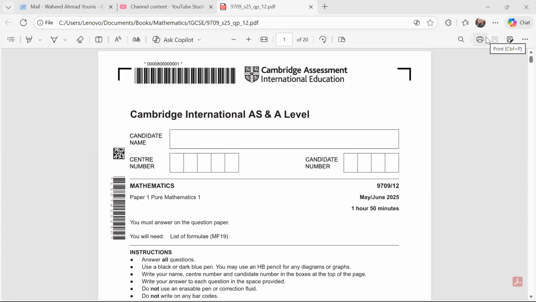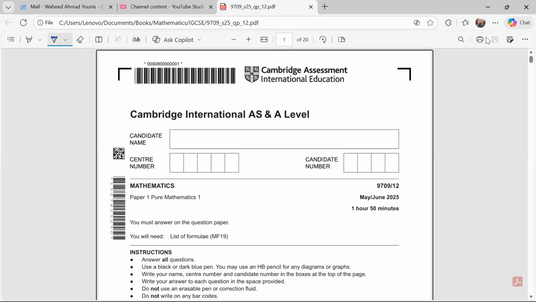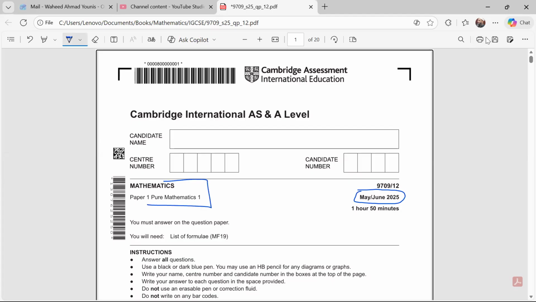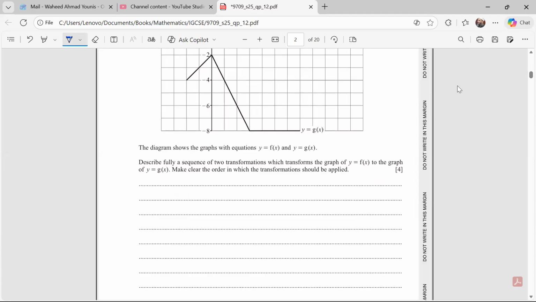We have been solving these pure mathematics previous exams. So right now I'm going to start with this May June 2025, and it is pure math. Okay, so let us begin. I will do question number one first.